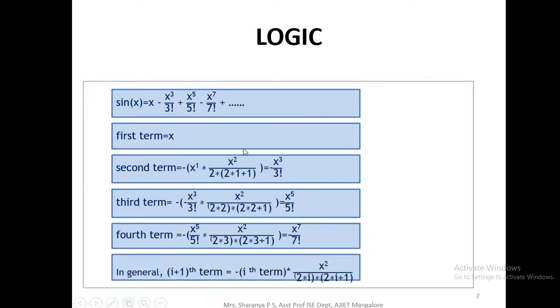In general, if we define the formula for this, it is minus of the ith term into x square divided by 2 into i into 2 into i plus 1. This is the formula that we are referring to in order to calculate the value. This is the generalized formula with the ith value.